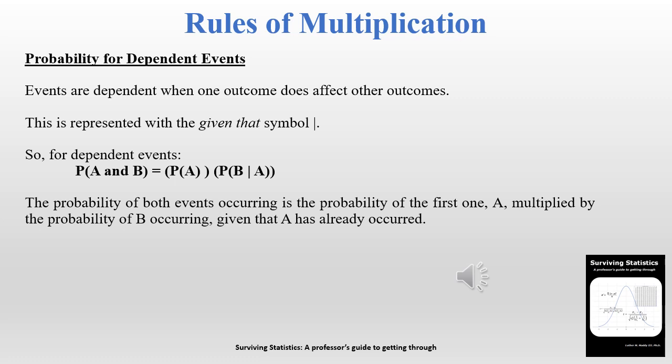A dependent event is when one result does affect the chances of having another result come up. So for dependent events, we have the probability of an A and a B, and we'll explain this in the next slide. But the probability of A and B is the probability of A and the probability of B given that. We use a little slash there for given that, because in this case, there is a probability of B being affected by the probability of A having already occurred.